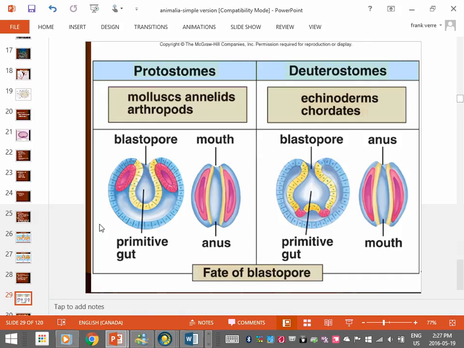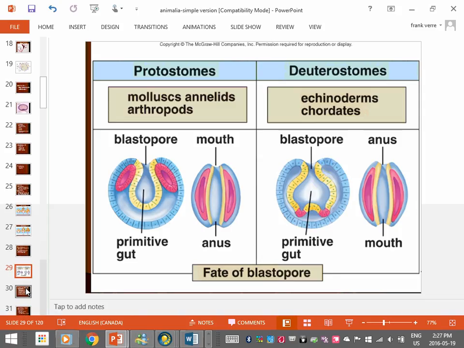Okay? Is that interesting? So what we'll do next time, we'll look at the protostomes, and then we'll look at the deuterostomes. Okay, ladies? And we'll stop there. The end.